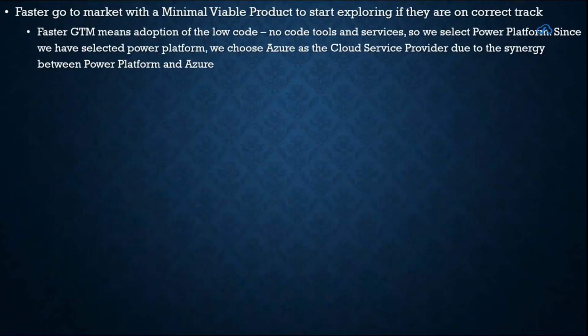Now let's analyze this. Let's take the first requirement, right? A faster go to market with the MVP to start exploring if they are on the correct track or not. As we discussed initially when we were talking about the Power Platform, faster GTM means adoption of low code, no code tools and services. So we go ahead and select the Power Platform for this. Now, since we have selected Power Platform, we choose Azure as the cloud service provider due to the synergy between Power Platform and Azure. So that takes care of our first requirement.